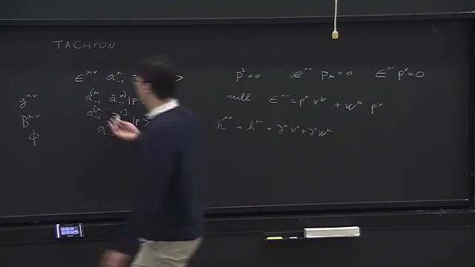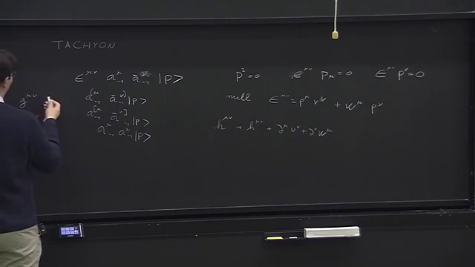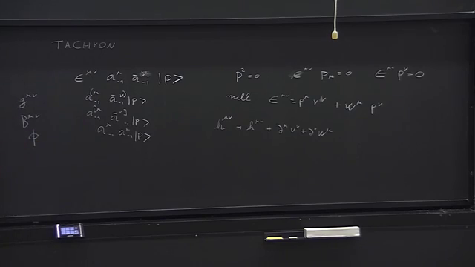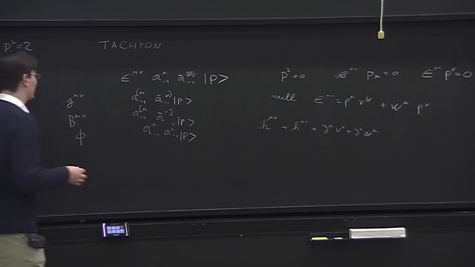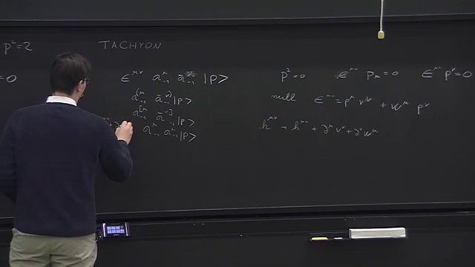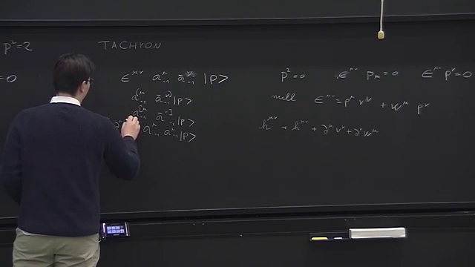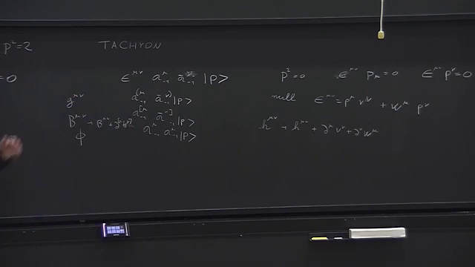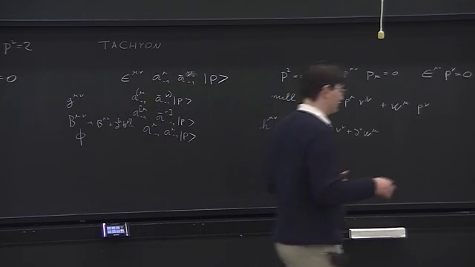So this metric has a gauge symmetry, which is a reparameterization of spacetime. And the two-form has a gauge symmetry, which is something like this, a two-form version of the standard gauge symmetry of a gauge field.